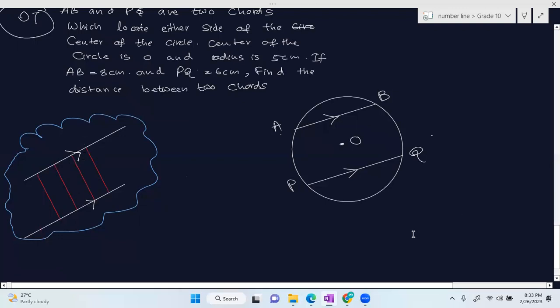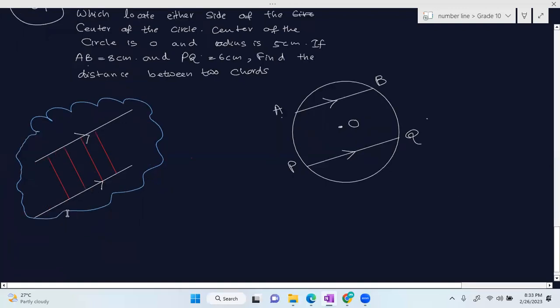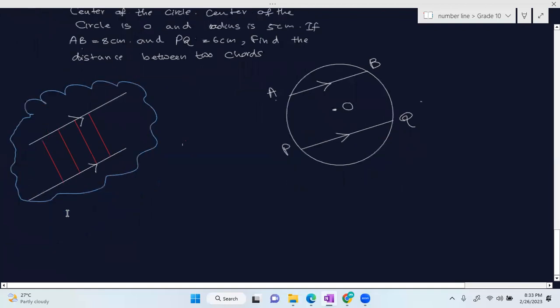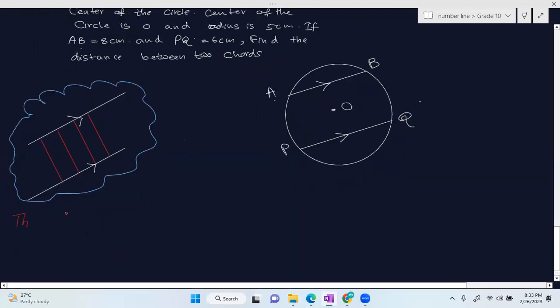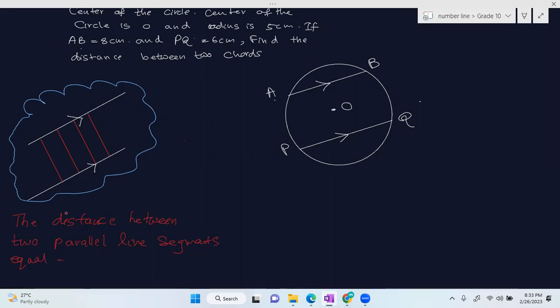The distance between each of them is equal. Okay, the distance between two parallel line segments is equal. Okay, then there is another thing. That's what we have to use in our question.